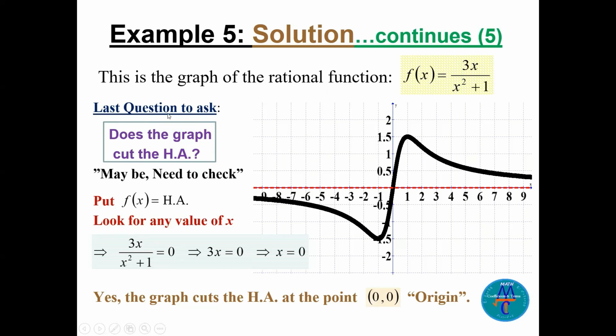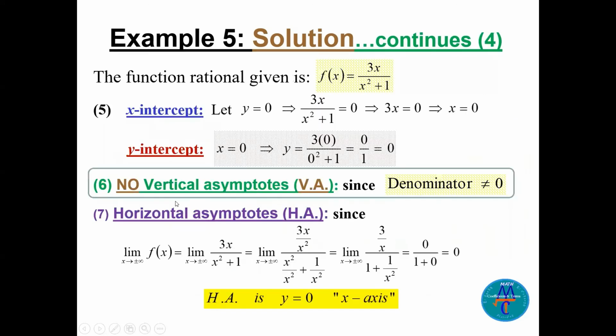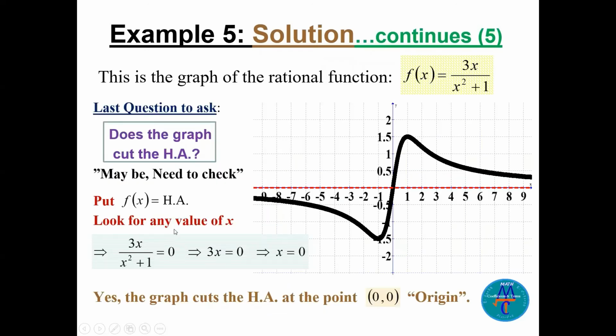We have to check one thing for every rational function. Does the graph cut the horizontal asymptote? Maybe yes, maybe no. So we take the function itself, and set it equal to the horizontal asymptote that we have found. We have found the horizontal asymptote y equals 0. So I put y equals 0, this is horizontal, equals the function itself. Then I try to find x. If there is an x value, that means the graph will cut the horizontal asymptote at that number. Maybe 2 values for x, maybe no values for x.